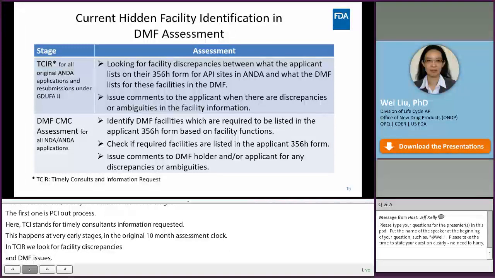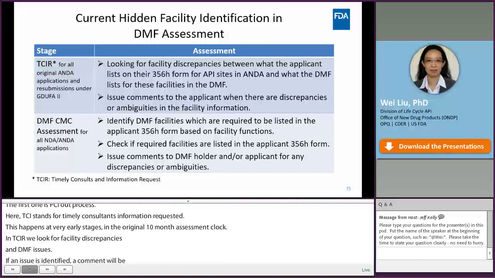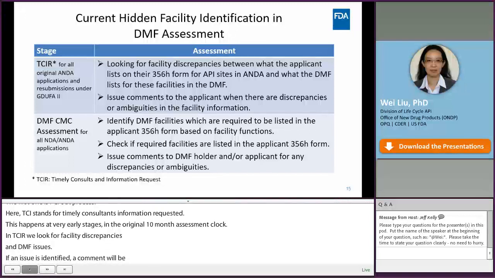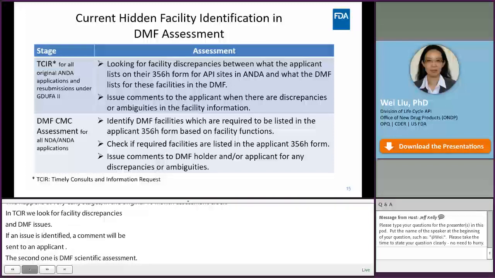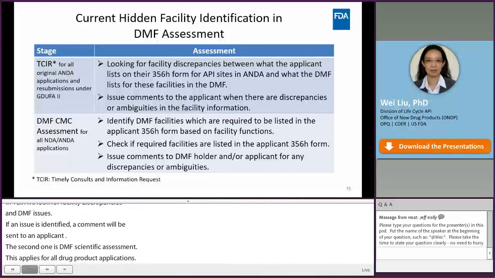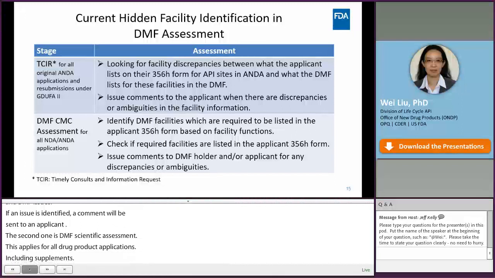The second one is DMF scientific assessment. This applies for all drug product applications, including the supplements. In the DMF assessment, the DMF assessor identifies required DMF facilities and checks if all the required facilities are included in the application 356H form. If not, we issue the comments to the applicant.